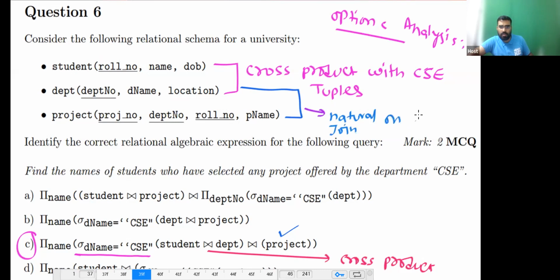Based on roll number and department number. Okay, on that. And finally, you are selecting the names. So what output are you going to get in this option C? So it's something like this. Okay, let me tell you.